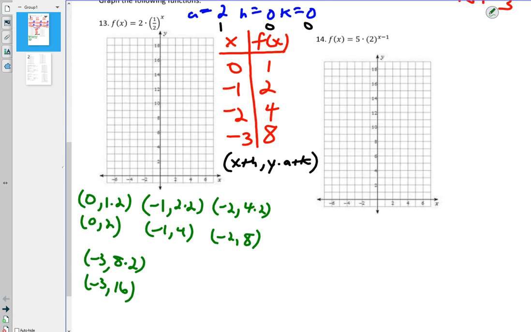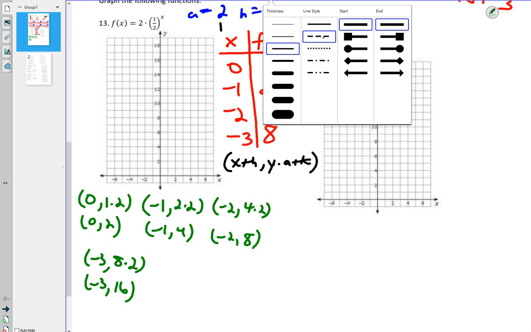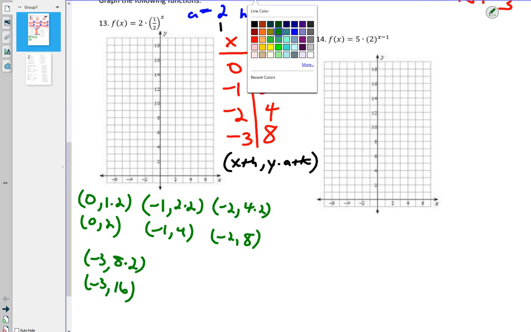Where is there going to be a horizontal asymptote here? Say it better. We'll lose partial credit for this. Y equals 0. Make sure you put the y equals in front.